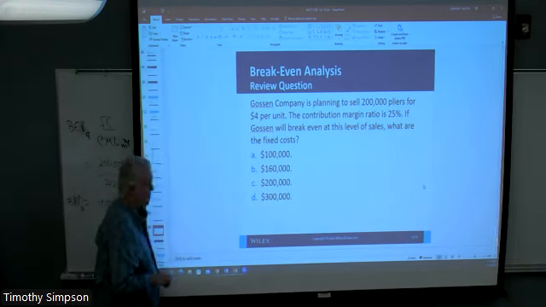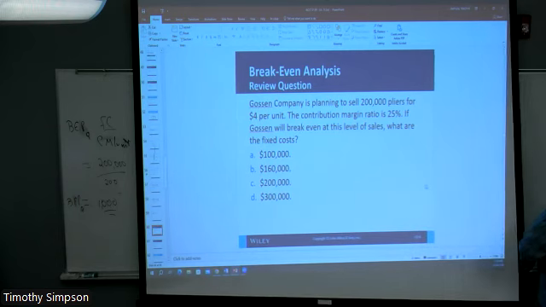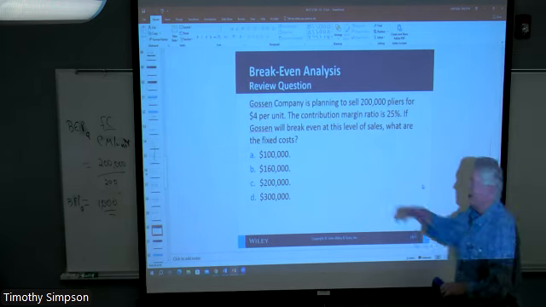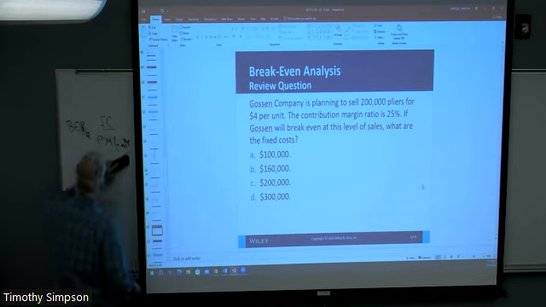Sorry about that. I want to do this because I think it bears repeating. It's got some emphasis here. So let's find out what the fixed costs are, and we're going to rework this particular formula to get to it.